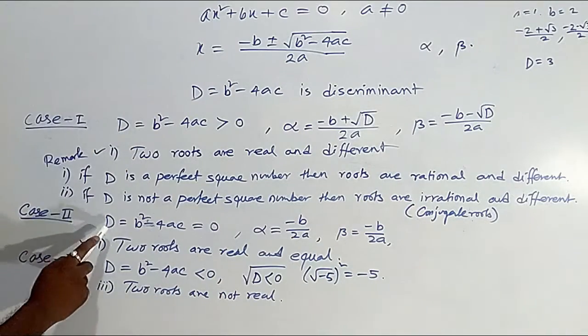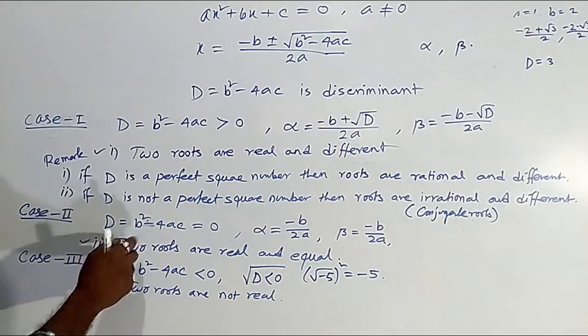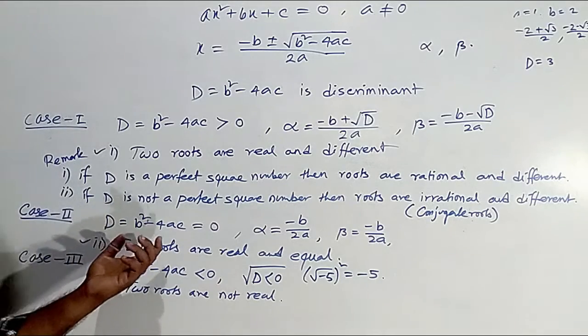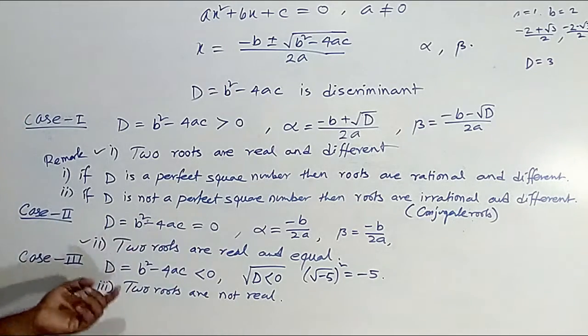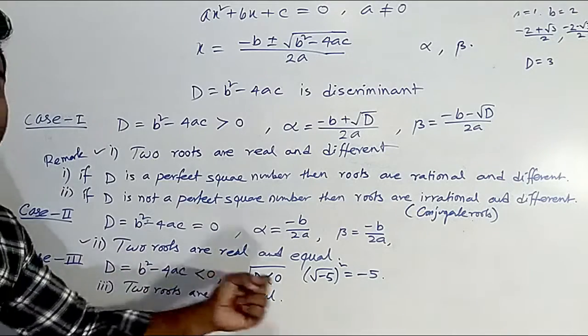And case 2, D is equal to 0. That means the value of the discriminant is equal to 0. Then we get the two roots are real and equal.